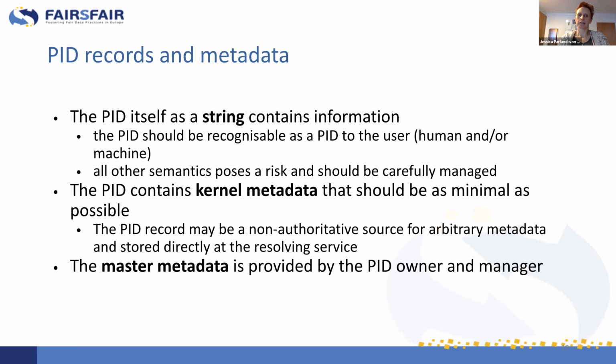Then the PID record contains the kernel metadata. Of course, if you want to have a resolvable PID, you need to have the URL where it points. But there are also other kinds of important metadata, like maybe who owns it or when it was created or such. And then there is all other kind of metadata, which is not supposed to be stored in the PID record, but elsewhere. The master metadata about the object itself is somewhere else. Or at least the authoritative metadata should be somewhere else. And this should also be very clear so that we don't get conflicts about which is the correct information.